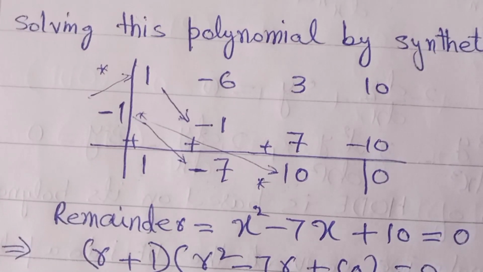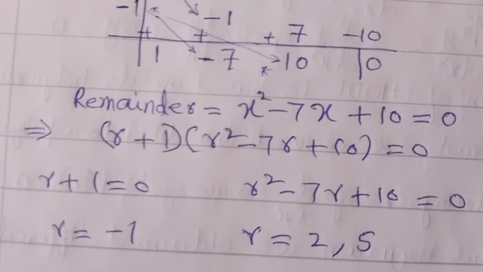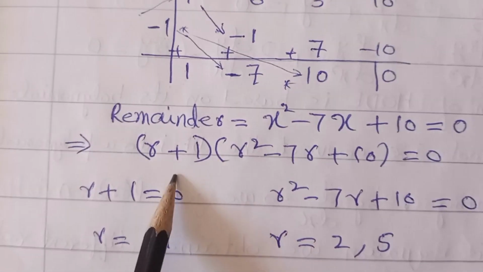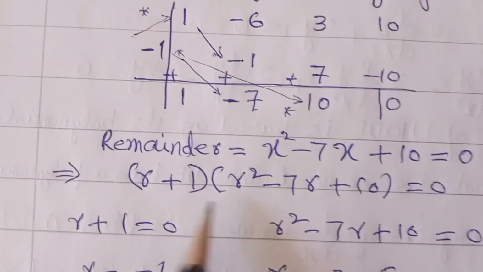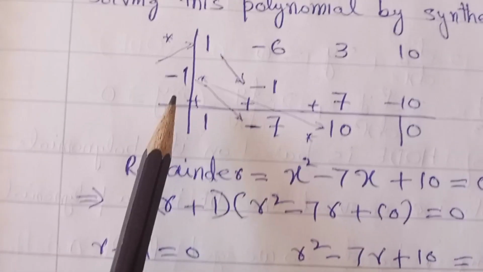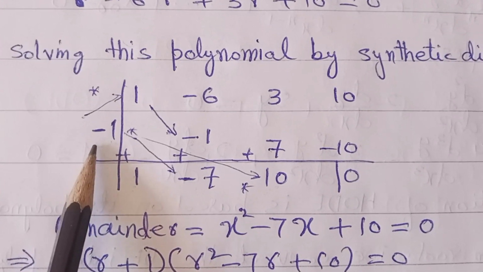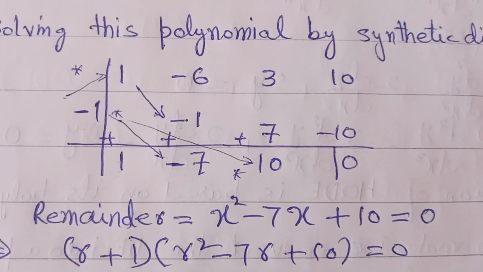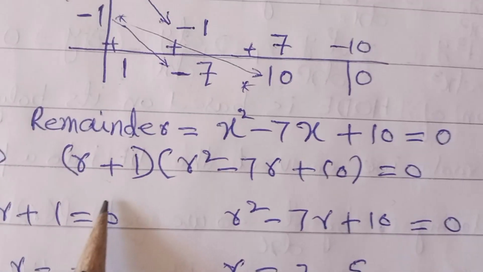Now the polynomial is divided into the factors. The factors become r plus 1, r square minus 7r plus 10 is equal to 0. Why is this r plus 1? Because we substituted the first value of r, that is minus 1, so r is equal to minus 1 means when we shift it to the right hand side, that would be plus 1. So our first factor is r plus 1.